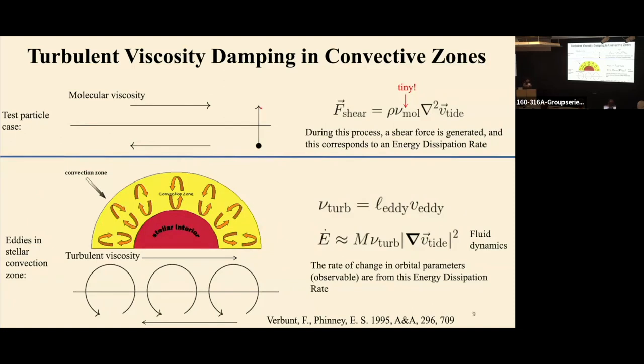In the stellar convection zone, instead of particles or molecules, there are big eddies that try to slow down the relative motion between the lower and upper layers. By some fluid mechanics analysis, we can calculate this process and derive a tidal dissipation rate. We can convert that tidal dissipation rate to orbital parameter changes, which are sometimes observable, and then compare with observations to constrain our tidal physics or tidal model.